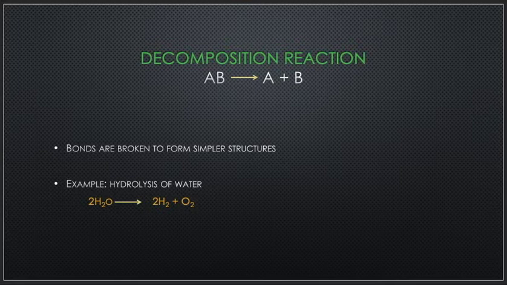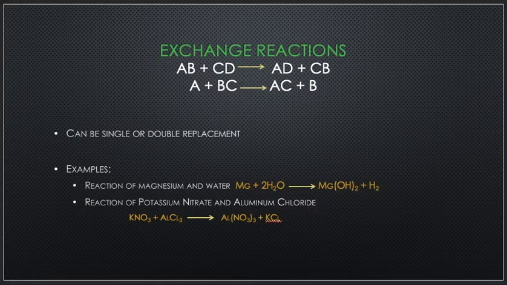Our last form of reaction that we're going to talk about is exchange reactions. And there's actually two types of exchange reactions. We have single or double replacement. In a single replacement reaction, an example is magnesium and water, and that's going to yield magnesium hydroxide, leaving a hydrogen all by itself. In a double replacement reaction, we have potassium nitrate and aluminum chloride, yielding aluminum nitrate and potassium chloride.